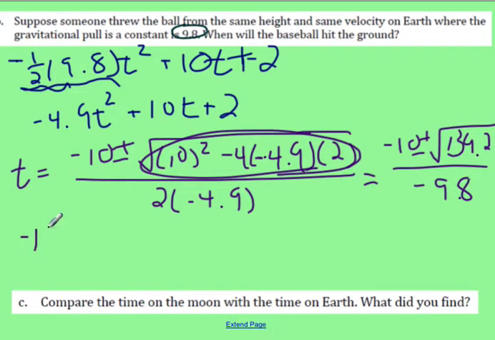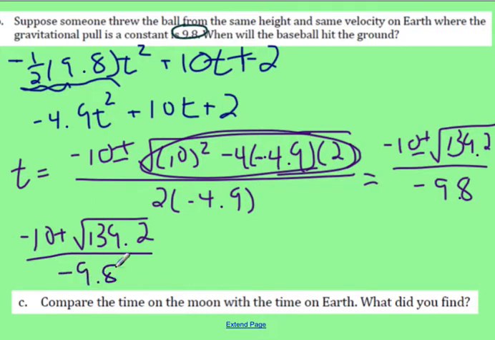So let's do our two versions. So we're going to have negative 10 plus the square root of 139.2. We're going to enter that in the calculator, and then we're going to divide it by a negative 9.8 after we have the top simplified. And when you do that, you get negative 0.12. Again, negative time doesn't make sense, so I'm going to go ahead and throw that one out.